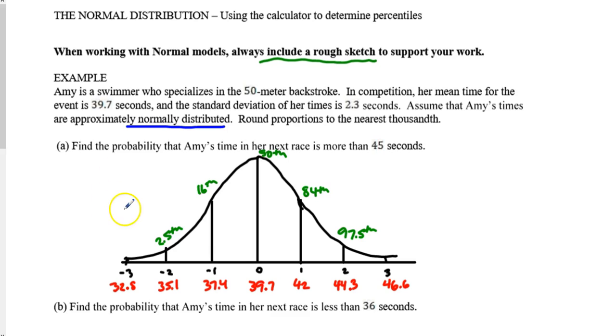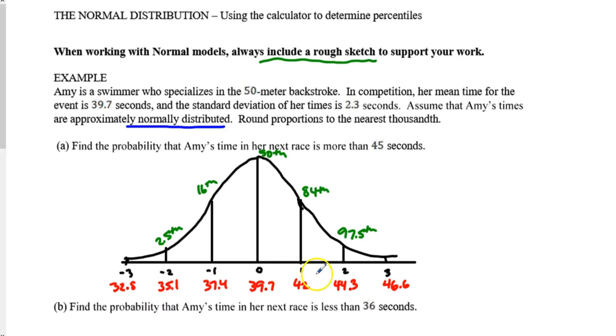It turns out we're going to be able to use this same sketch for each of the 3 parts to Amy's swimmer question. Not always will that be the case. Sometimes there's overlap and it gets messy, and you've got to make a new sketch. But here, we're interested in the probability that her next time is more than 45 seconds. So our technique is, okay, find 45 seconds.